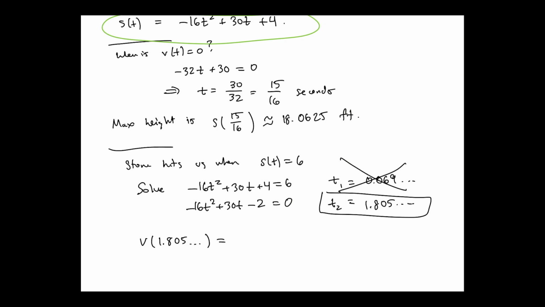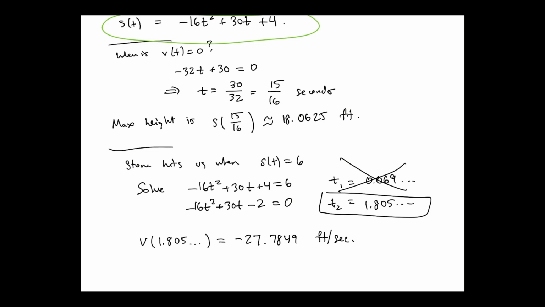Okay, and I get negative 27.7849, and then this would be feet per second, of course. Okay, and then let's think about that value to make sure that it sort of is reasonable.